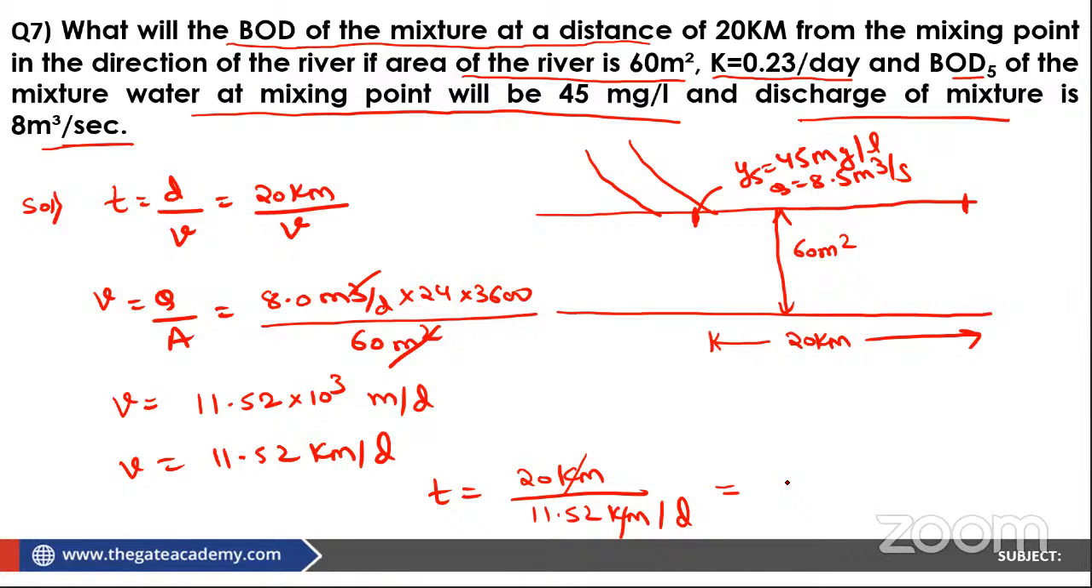Now, time will be equal to what? It will be equal to 1.736 days. That is the time required to travel a distance of 20 kilometers from the starting point. Clear?